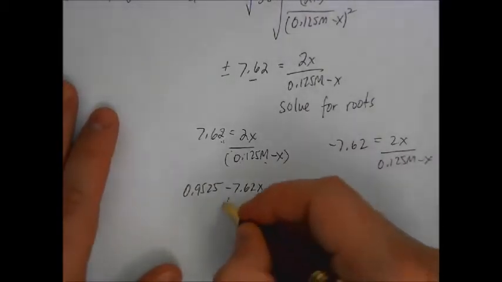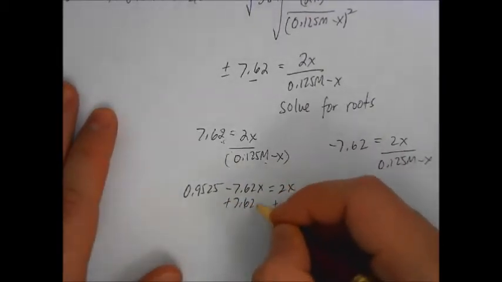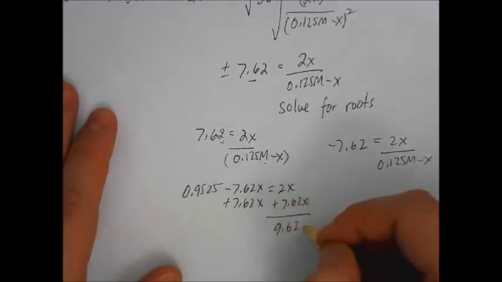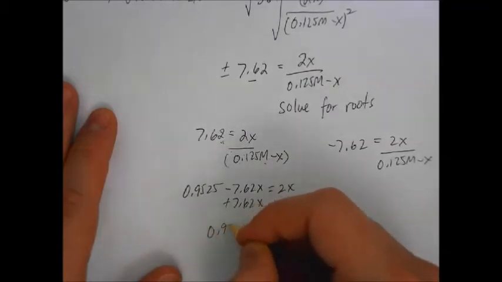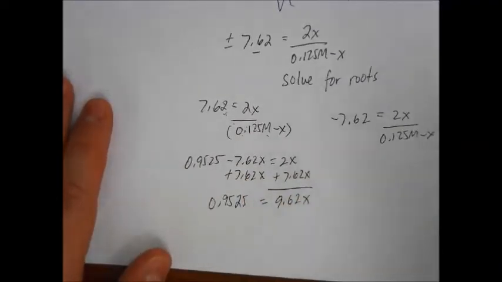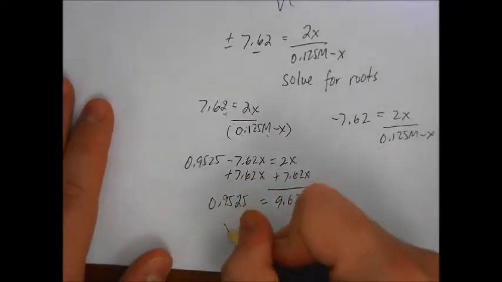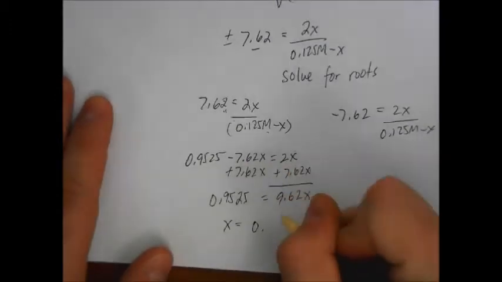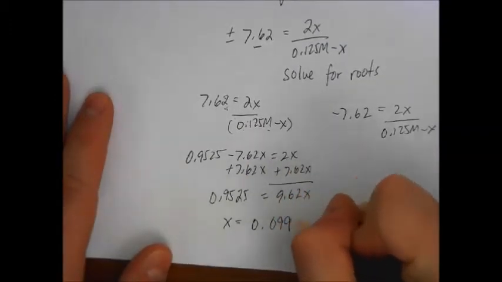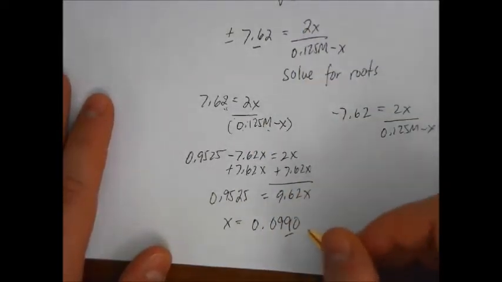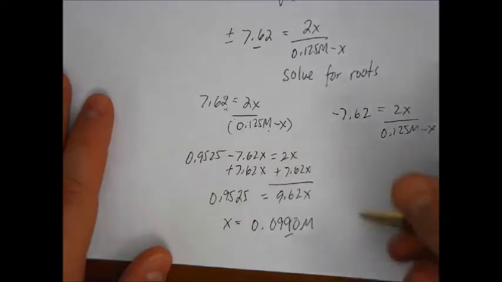And we can solve for x, just 7.62x plus 2x. That's going to be 9.62x, which is going to equal 0.9525. And if you solve for x by dividing, x is going to equal, in this case, 0.9525 divided by 9.62. That's going to be 0.0990, again, 2 sig figs, carrying that all the way through, molar. So that looks like a good root.